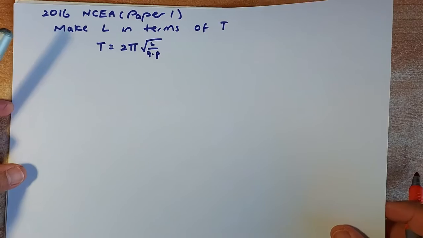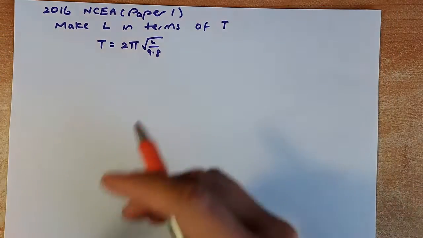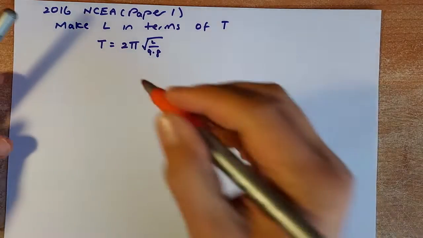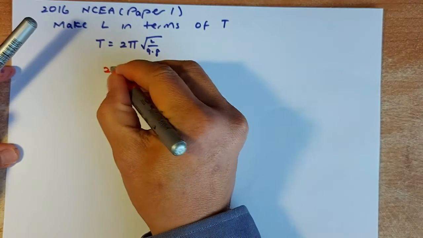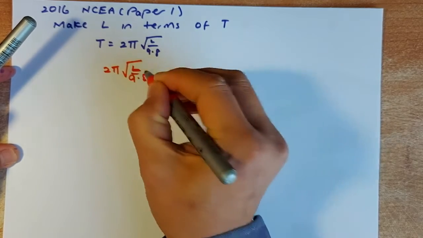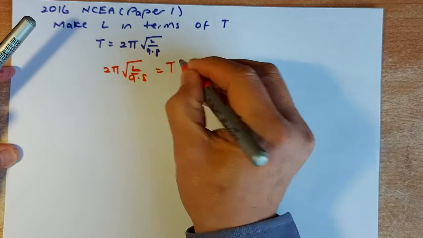Okay, now we're going to do the two harder questions. These are both Excellence questions. The first one is from 2016. This is actually a word problem. They are asking you to make L in terms of T. So again, first step, rearrange the formula. 2 pi square root of L over 9.8 equals T.